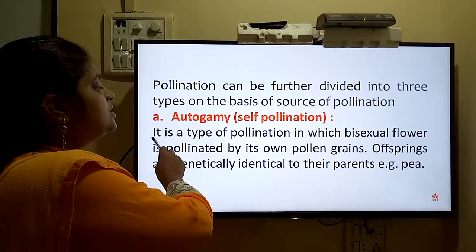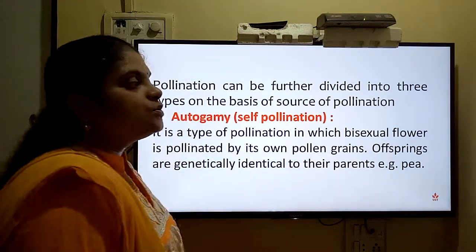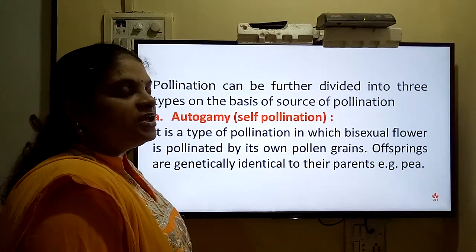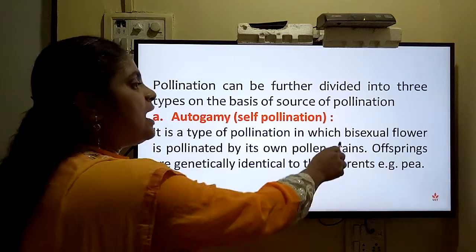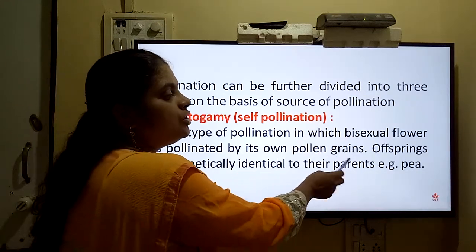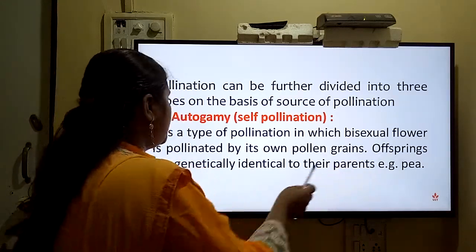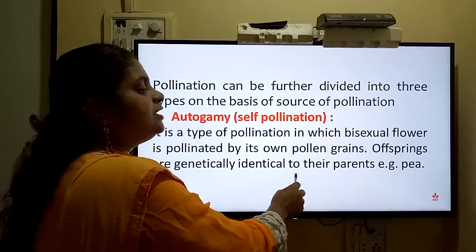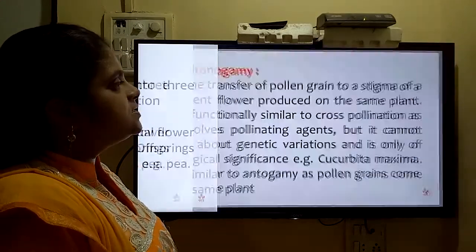Now, what is this? It is a type of pollination in which a bisexual flower, that is, a flower with male and female reproductive organs present in the same flower, is pollinated by its own pollen grains. That's why it is autogamy, and offspring are genetically identical to their parents. An example is pea.